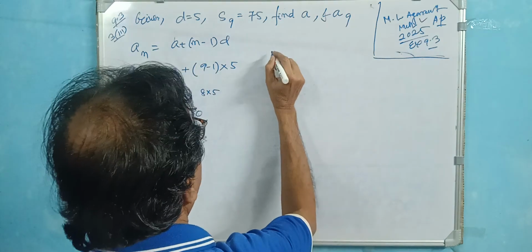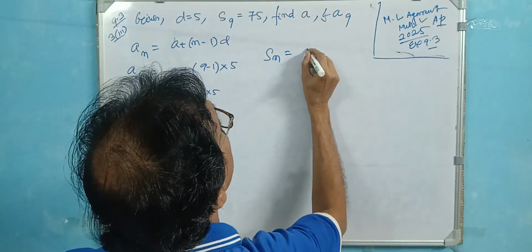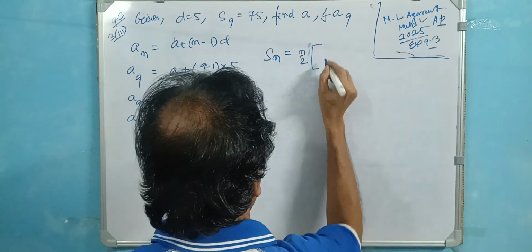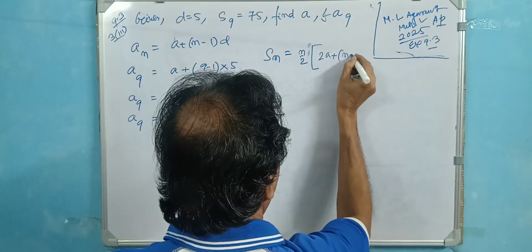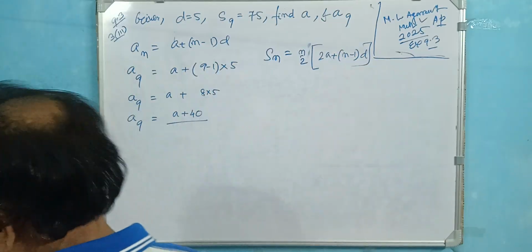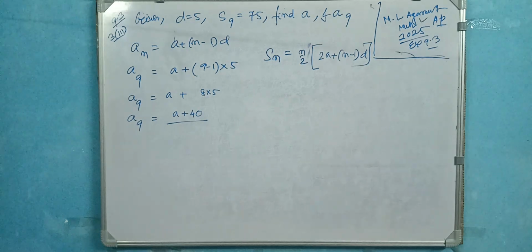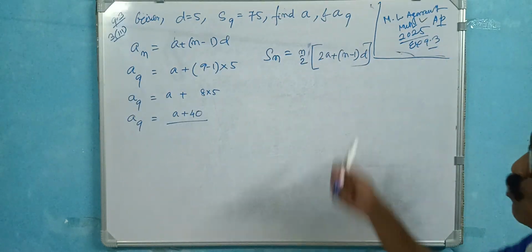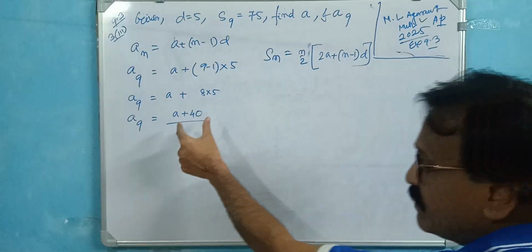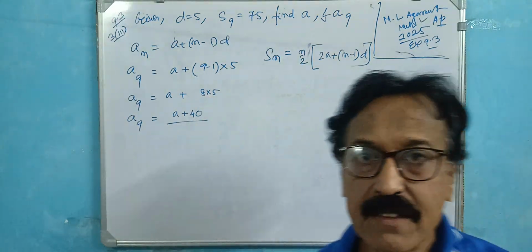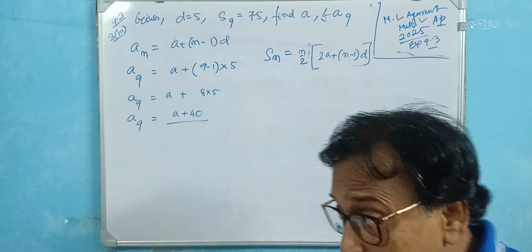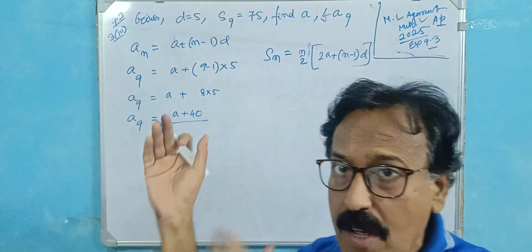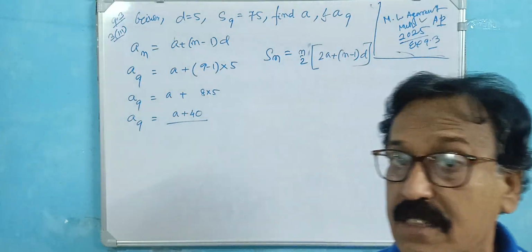Now the other one is S_n. What is the formula? S_n is n by 2 bracket twice a plus n minus 1 into d. That is the value of S_n. Is it clear? From there you calculate the value of a and just add it, you get the value of a9. The concept must be clear. How you will do the sum, that is in your brain. Always just calculate in which way you solve the sum. That is very important.